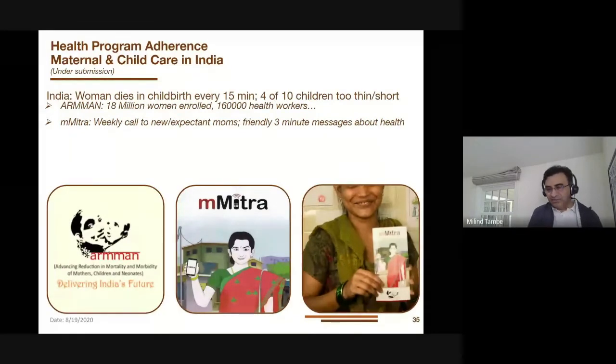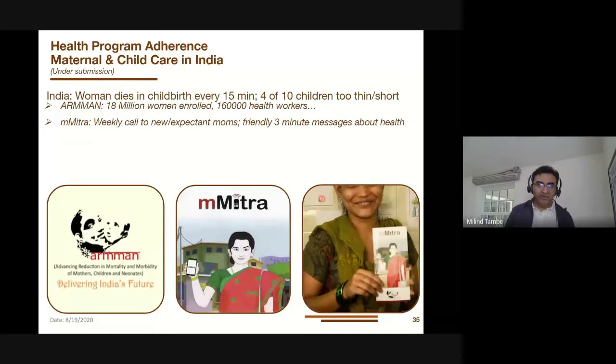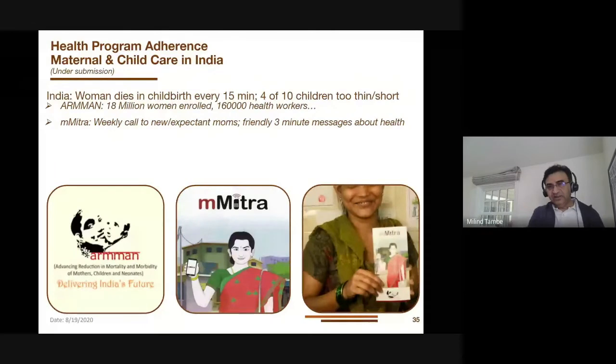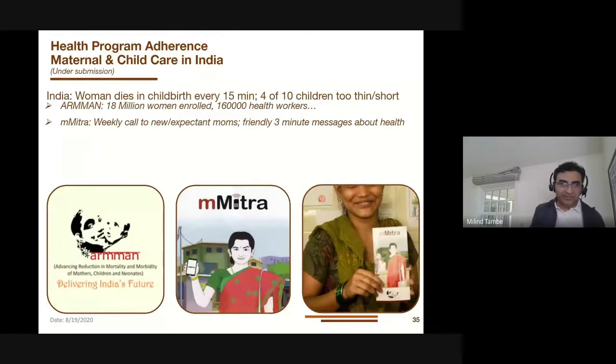And in randomized control trials, they have shown that women who listen to their messages, there are 150 messages overall over the pregnancy and then up to the child being 1 year old, that women who listen, actually there's improvement in their health of the baby, compared to those who don't listen to their messages.